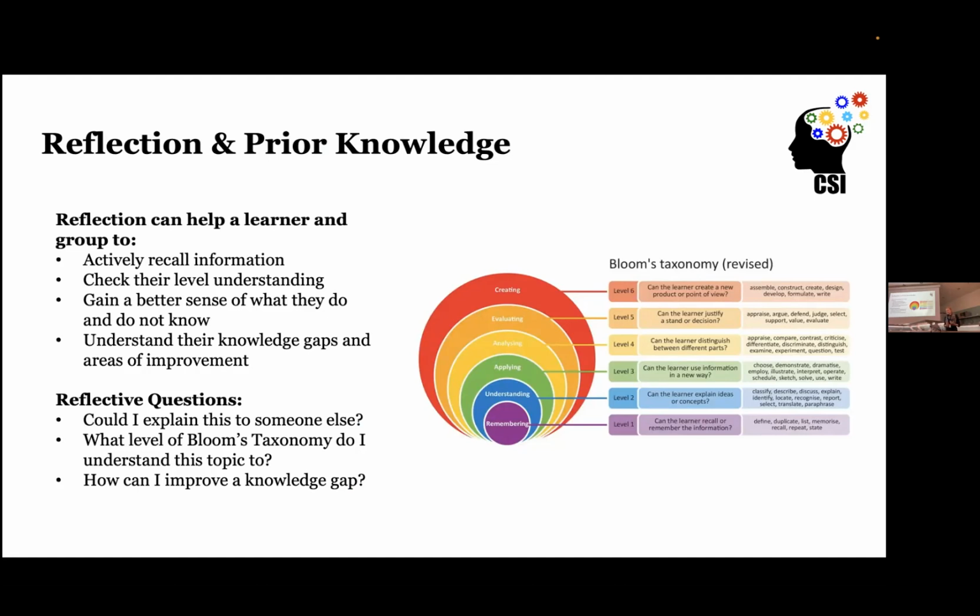That active recall is helpful for checking our level of understanding and how quickly we can bring those things to mind. Is it instant, or does it take us a moment? Do we have to jog our memory before it comes back? It can give us a better sense of testing ourselves as well. What level are we at on the Bloom scale?